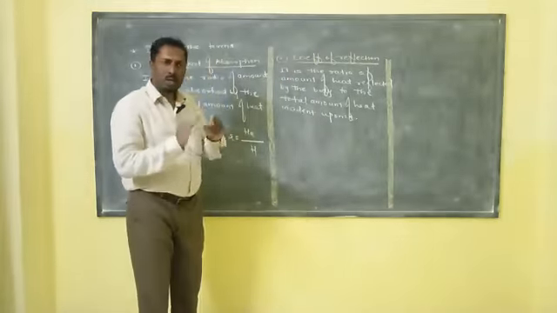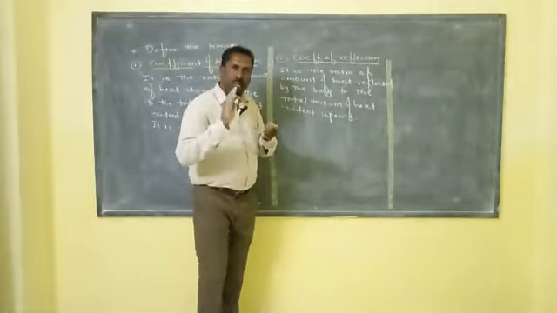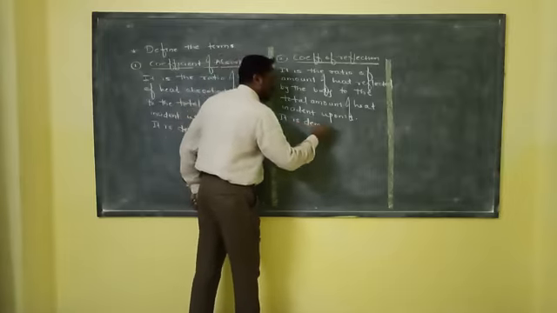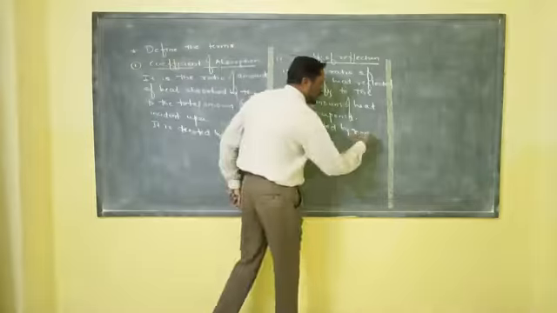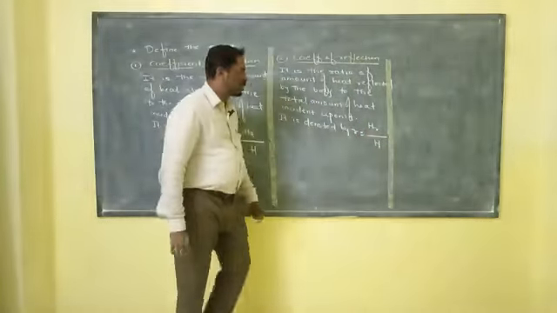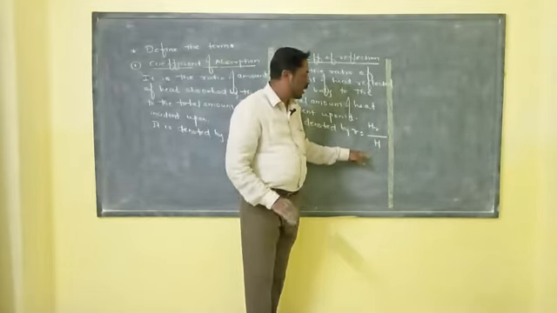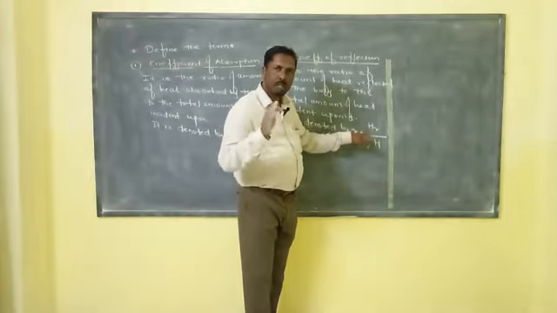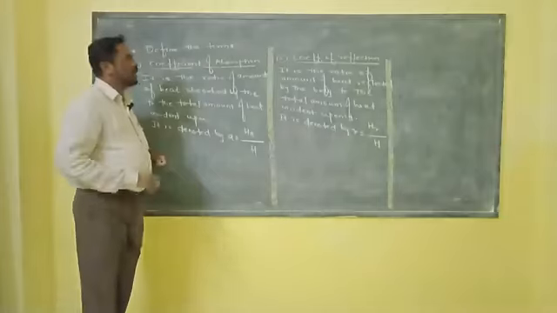What idea do we get from this sentence? Whenever heat is incident on a body, some amount of heat is reflected by the body. It is denoted by the factor R, mathematically written as R is equal to HR upon H. H is the total amount of heat incident on a body. Out of that, some amount of heat is reflected by the body. The ratio is called the coefficient of reflection.